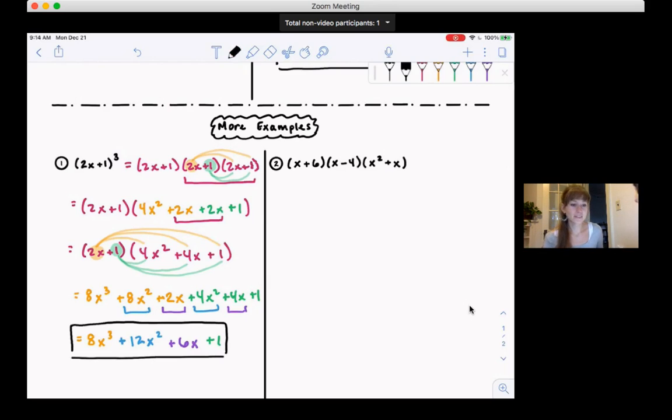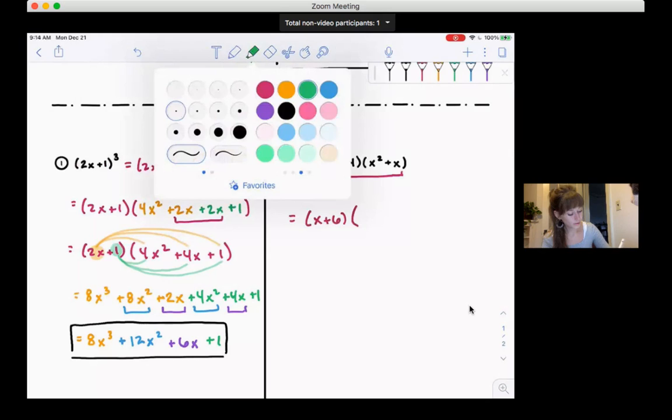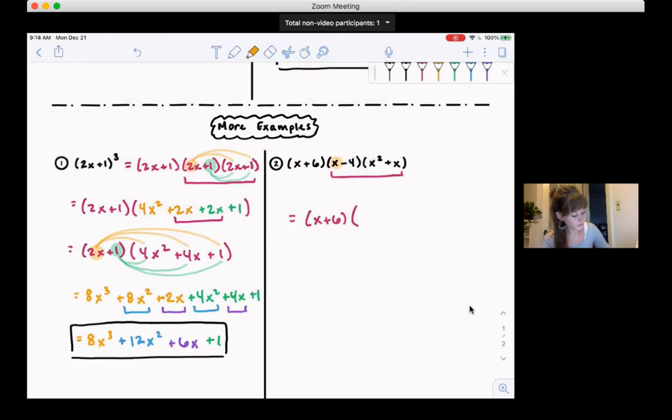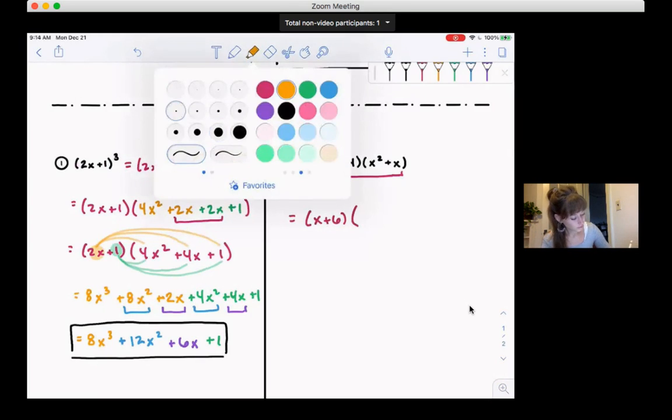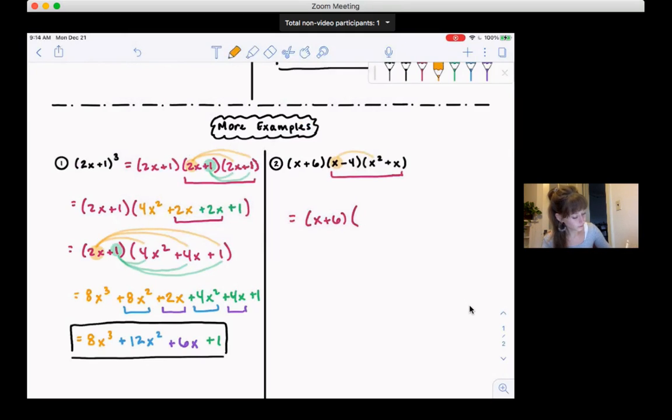All right, one more example. So again, multiplying three polynomials together. Let's start by just doing these two. So we're still going to have x plus 6 out front, and then we're going to multiply those other two together. So we'll distribute the x. So x times x squared is x to the third. X times x is x squared.